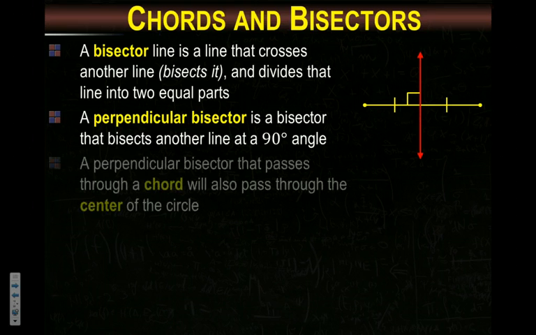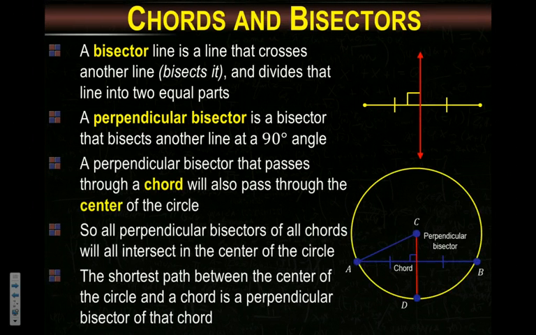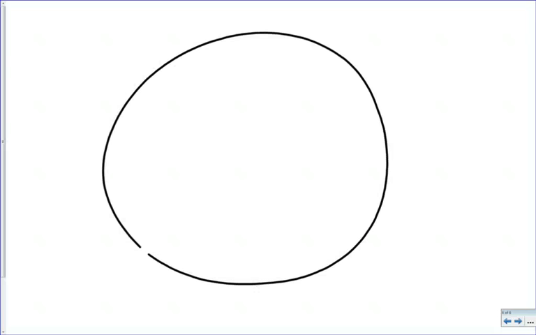Okay, how this relates is if you do that with a chord. So if you have a perpendicular bisector to a chord in a circle, the chord must pass through the center. That's the only way that would work. For any chord you draw, let me try and draw this for you just so you get a feel for this. So I'll just draw another circle here real quick. Okay, so let me just draw a chord, any chord. So there's a chord.